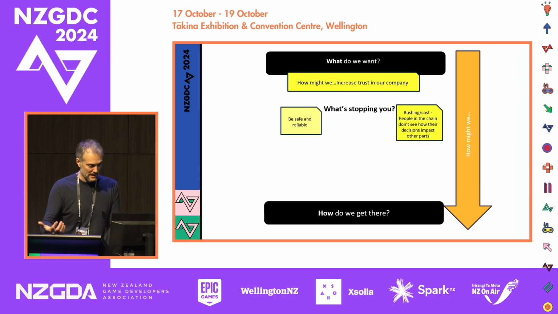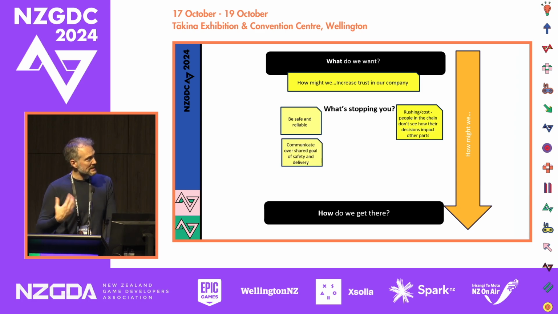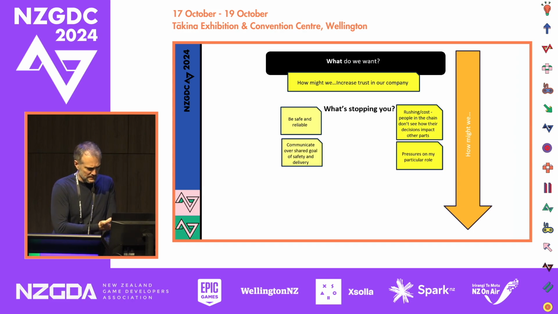How might you overcome that boundary? They'll say something like, well, if people could just communicate over their shared goals, they would understand how their parts impacted. This is classic, kind of, people sitting in a room saying, we need to de-silo our workers, right? This is what it's getting down to. They need to communicate over the shared goals, safety and delivery. What's stopping you from doing that?